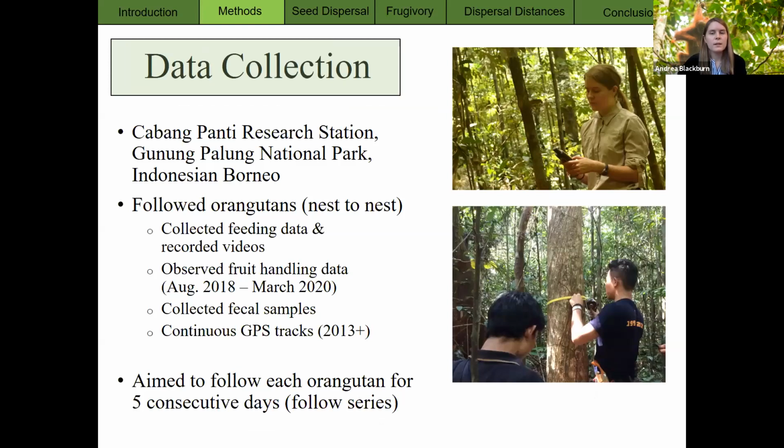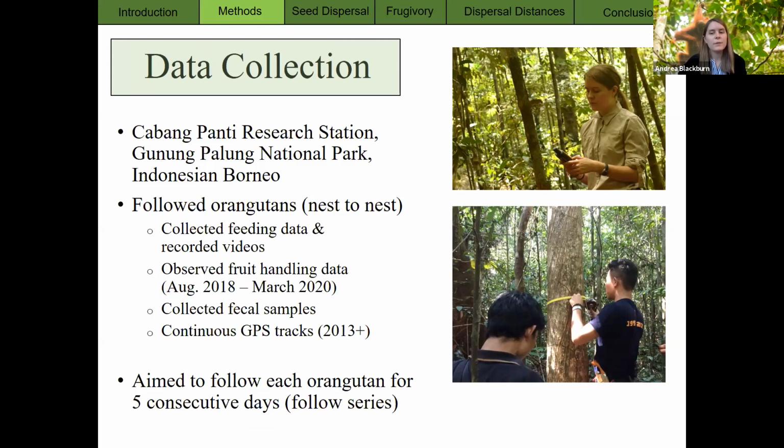Data were collected at the Cabang Panti Research Station, and this research station has been collecting data on wild orangutans for over 25 years. Individual orangutans are followed from their morning nest until they're asleep in their night nest. While following the orangutan, we collect feeding data, and feeding data include the food type, the genus, the part of the food item consumed, the number of fruits consumed per minute, crop size, and tree diameter and tree height. We also recorded videos of feeding behavior, like the one you saw earlier.